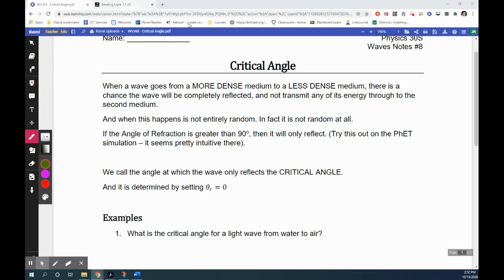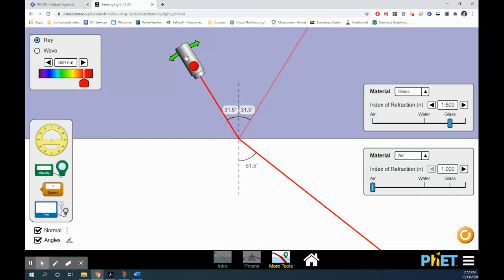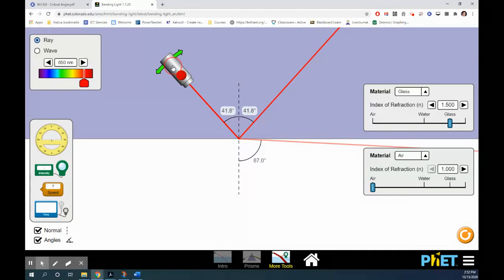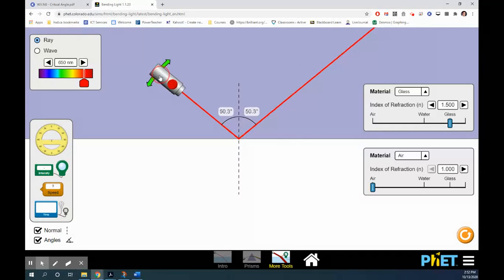Okay, to quickly summarize what we were supposed to finish in class was critical angle, to finish these critical angle notes. What we saw on the simulator was that if you're going from a more dense medium to a less dense medium, the wave is speeding up, and so it's getting closer to this boundary line, and there comes an angle at which, boom, the refracted light is gone, and all of the light is reflected.